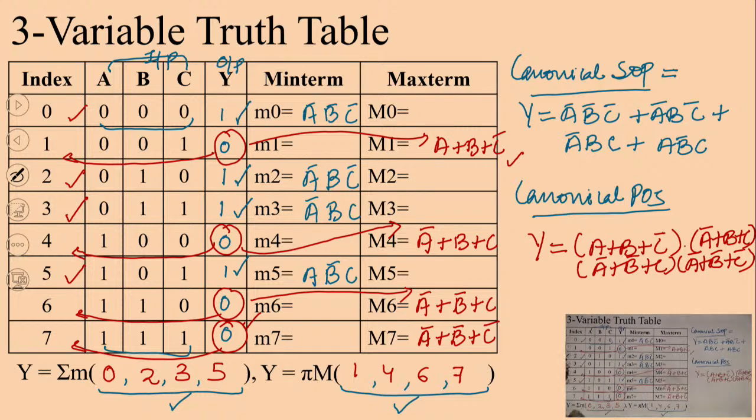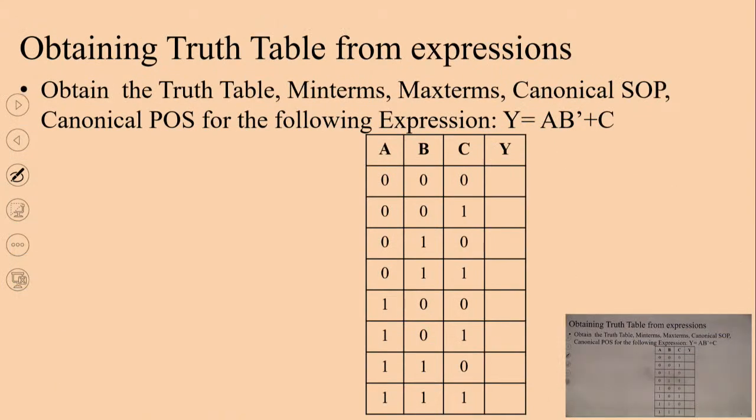Let's proceed further. Obtaining truth table from expressions. In the previous case I was having the truth table. Now I am having the expression, and for that expression I want to write the truth table, Minterm, Maxterm and all these things. So this AB bar plus C is the expression. So Y is equal to AB bar plus C.